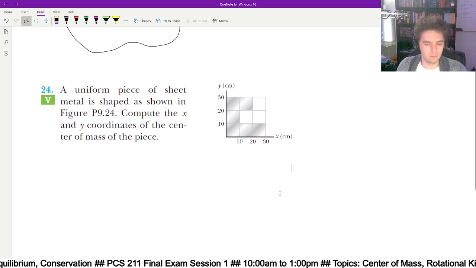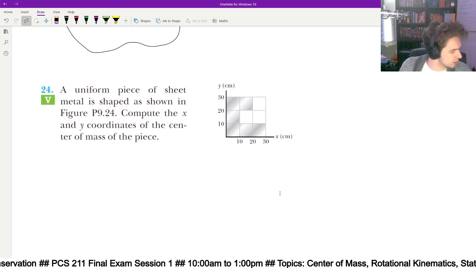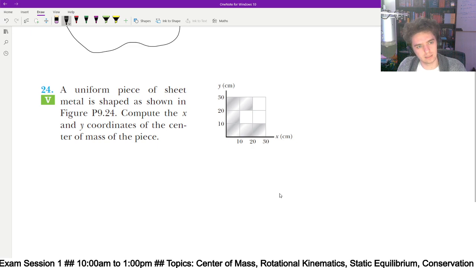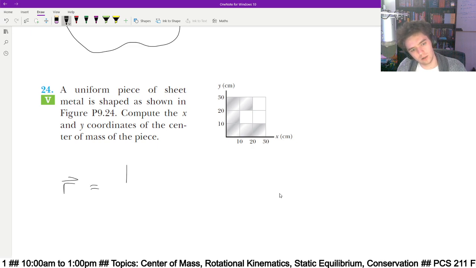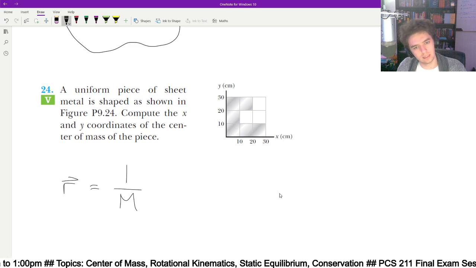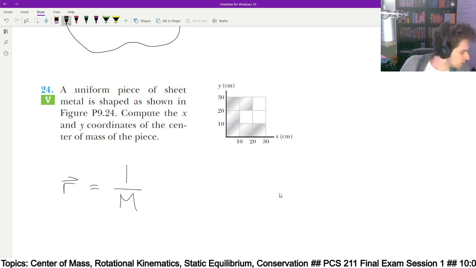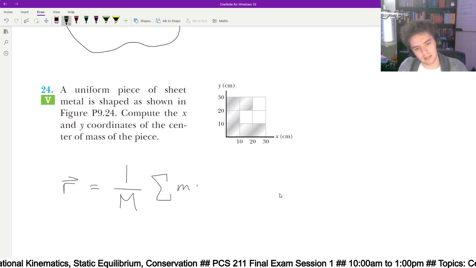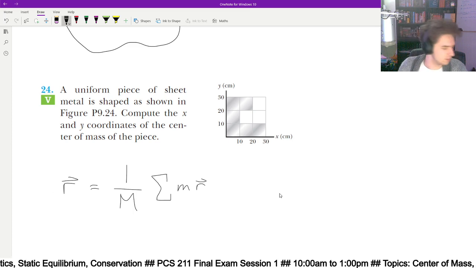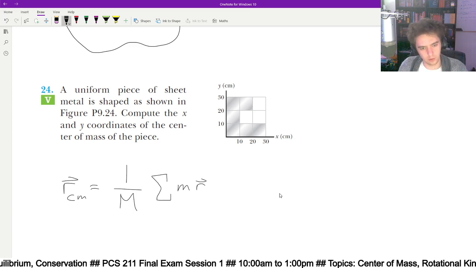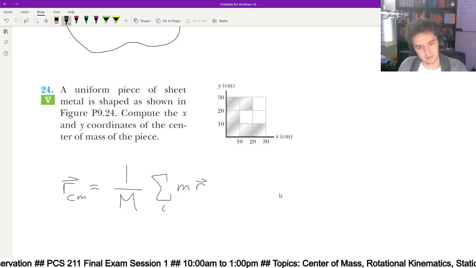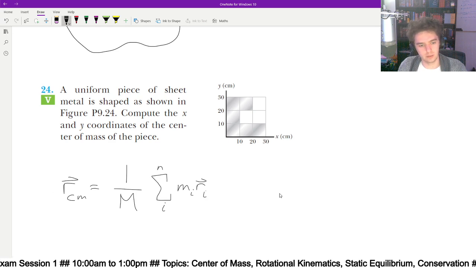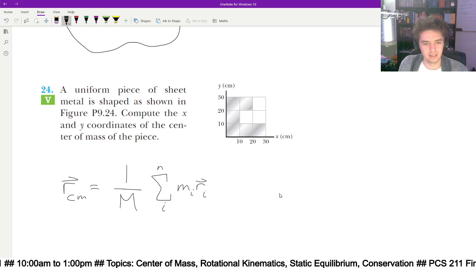So if we're computing the x and y coordinates, in general the position of the center of mass is 1 over the total mass times the sum of the mass times the position for each one. So the center of mass for the whole thing is the sum from i to n, if we have n items, of m_i r_i. So pretty much the average, that's kind of what we're computing.